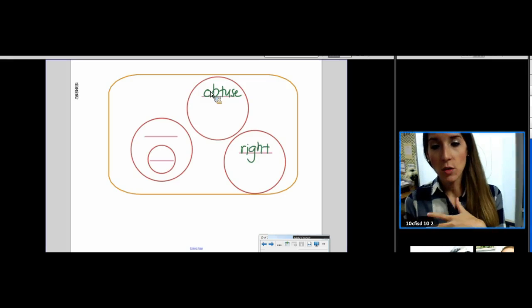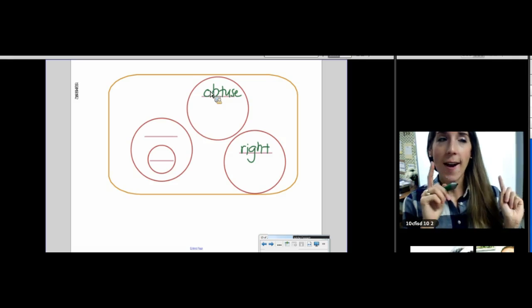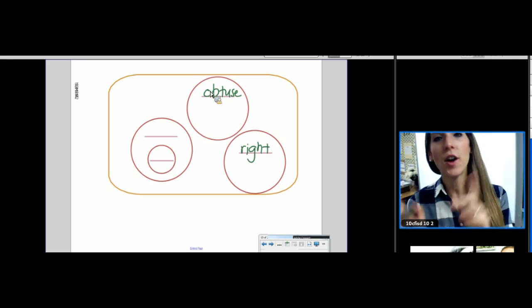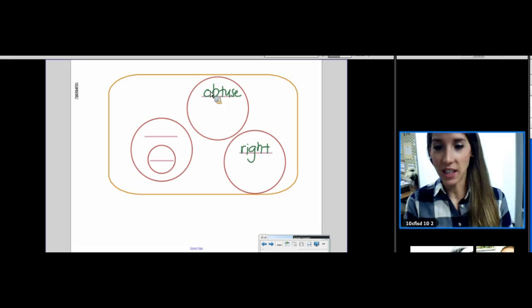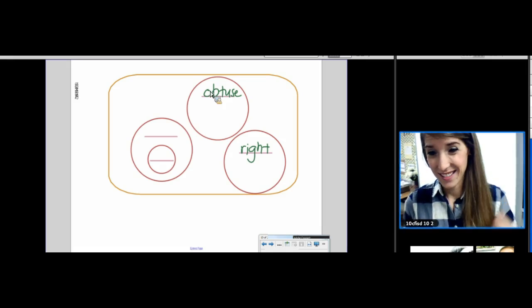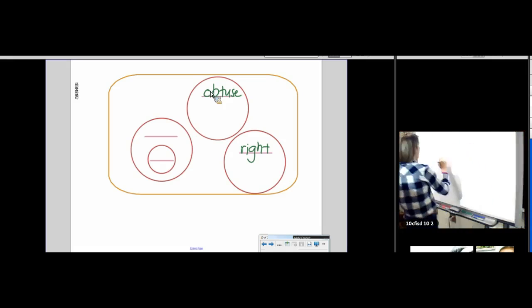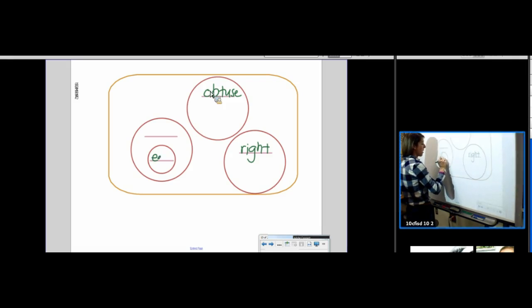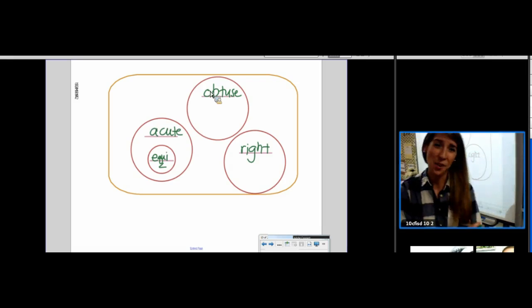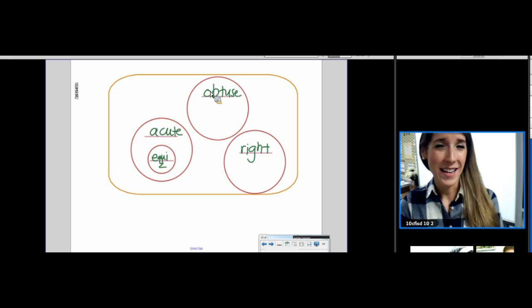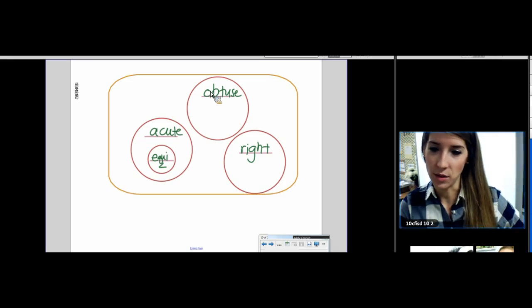So now we have acute and we have equiangular. Which one goes in which circle? Are all acute triangles equiangular, or are all equiangular triangles acute? Get it? All equiangular triangles are acute. Because if a triangle is equiangular, its angles are 180 divided by 3. And a triangle who has 60-degree angles is always acute.